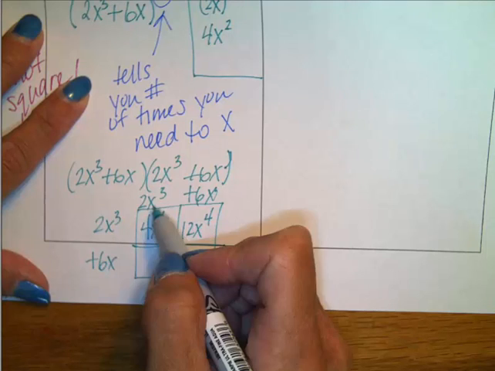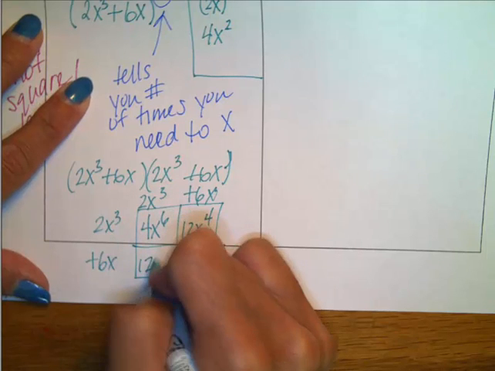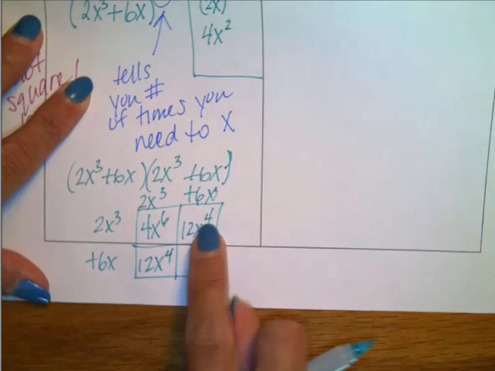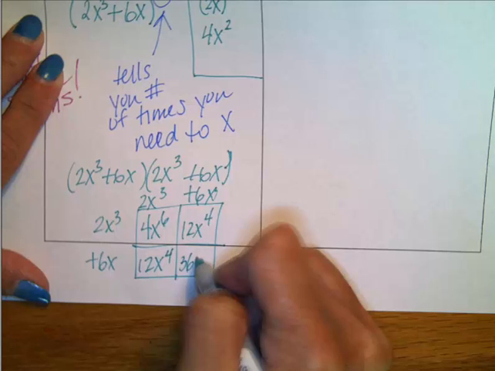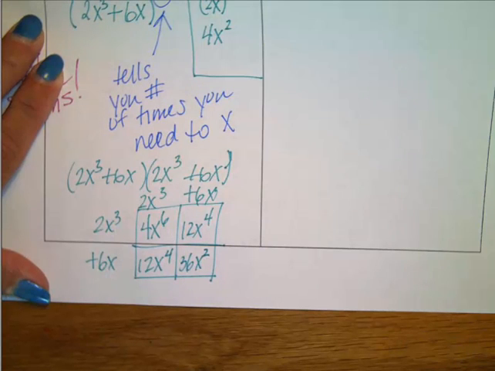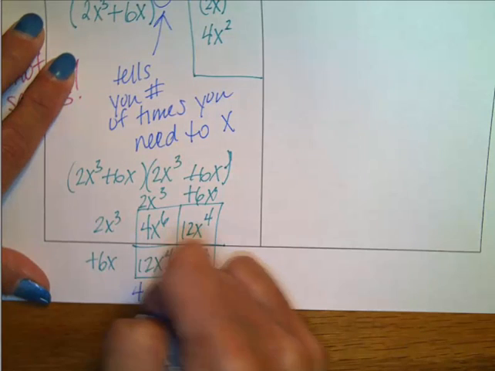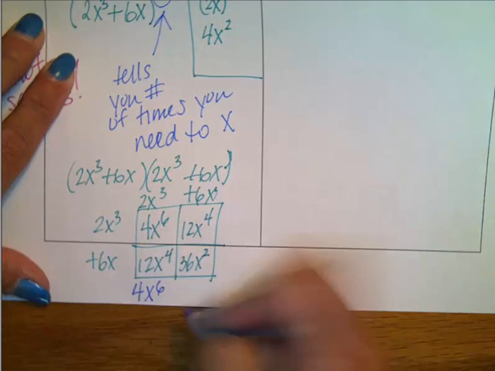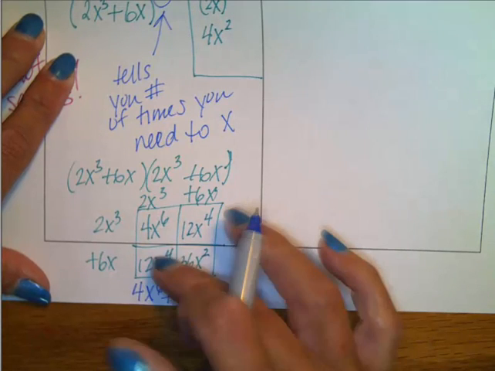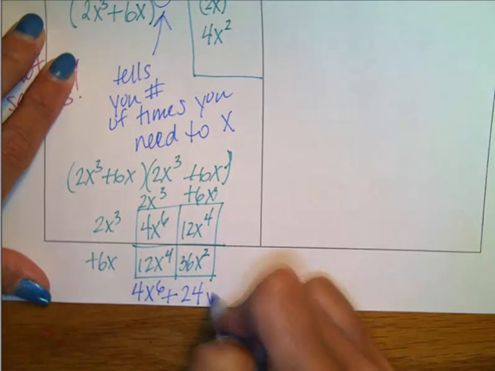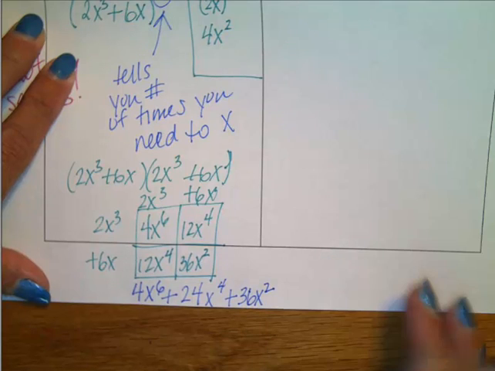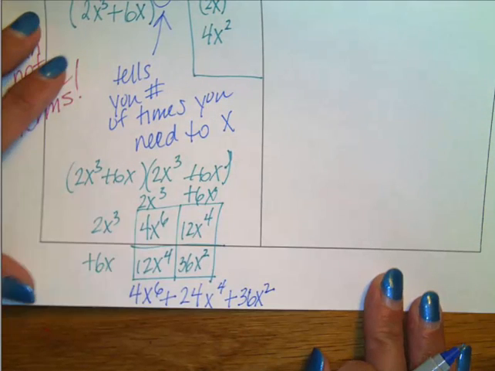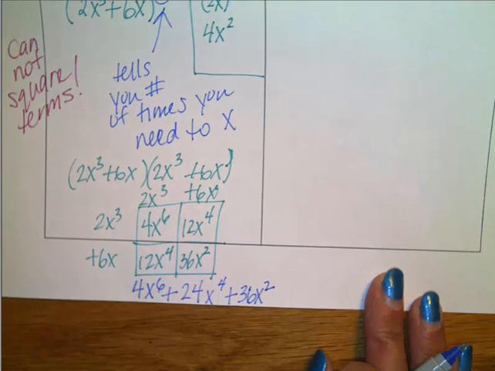6x times 2x cubed is 12x to the 4th. Haha, those are like terms. And then 6x times 6x is 36x squared. So my final answer is 4x to the 6th plus, they're both positive, so I'm adding them, 24x to the 4th plus 36x squared. Now another mistake a lot of people make is they see this answer and then they want to factor it. You don't have to go and factor unless the directions say factor.